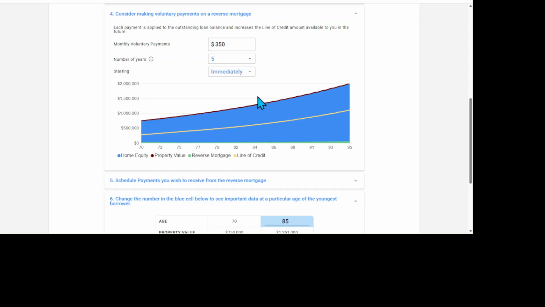You don't see much of a change because it's only $350 a month, and it's only for 5 years. But you do see a cash flow change because now you're paying us $350 a month over 5 years. That's $21,000. We gave you $10,000 up front, so it's a net negative of $11,000. You see a little higher line of credit because that $21,000 went into the line of credit. That $21,000 also went into the mortgage balance. So now instead of 52 that we had before, it's down to 34.